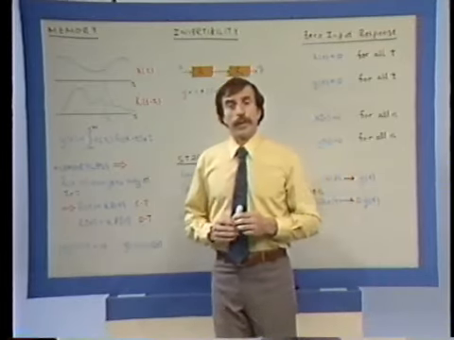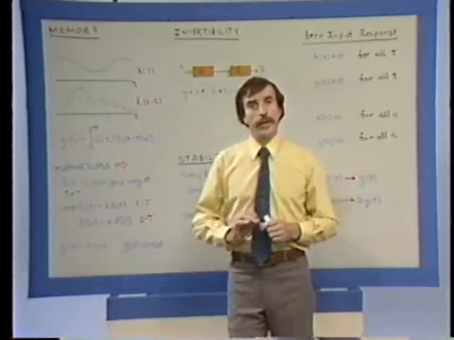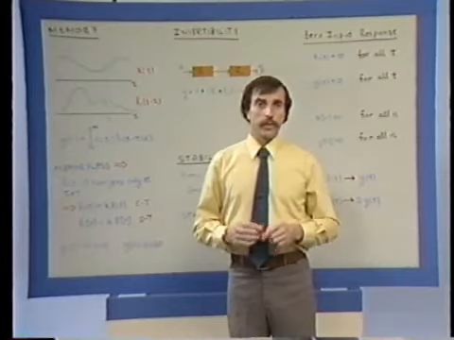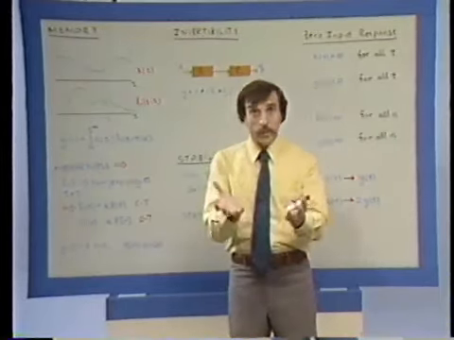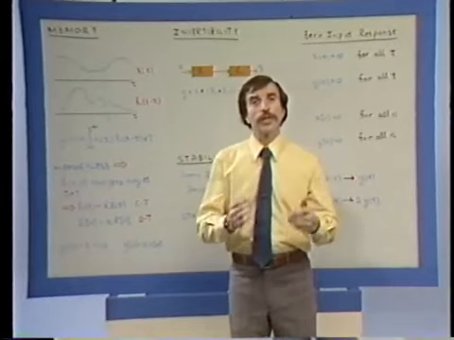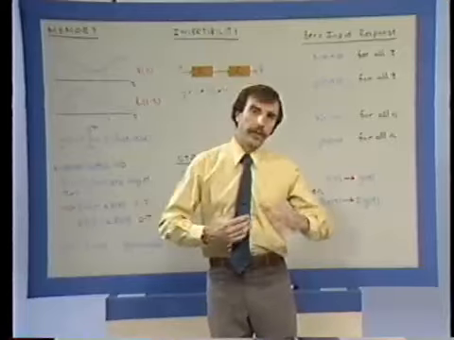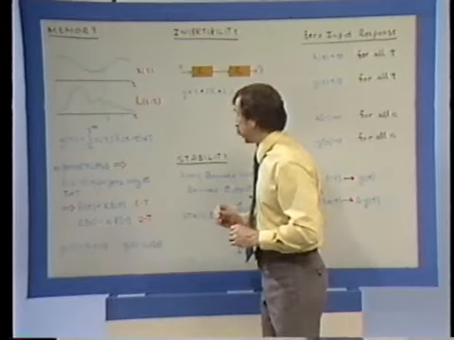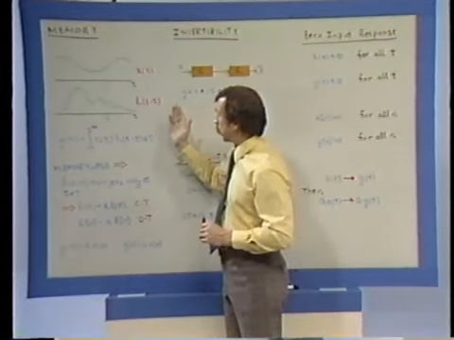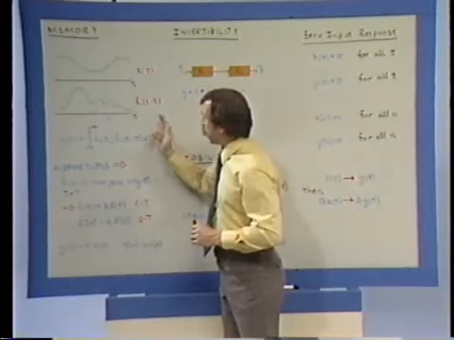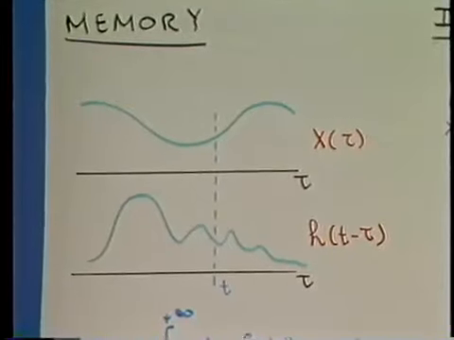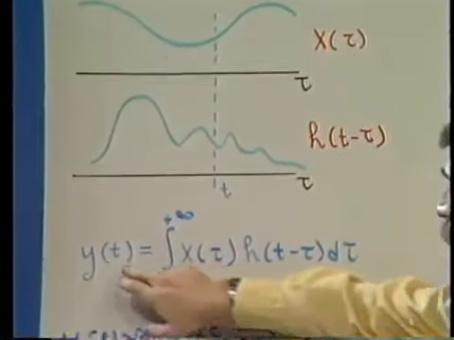Well, let's begin with the issue of memory. And the question now is, what are the implications for the system impulse response for a linear time-invariant system? Remember that we're always imposing that on the system. What are the implications on the impulse response if the system does or does not have memory? Well, we can answer that by looking at the convolution property. And we have here, as a reminder, the convolution integral, which tells us how x of tau and h of t minus tau are combined to give us y of t.